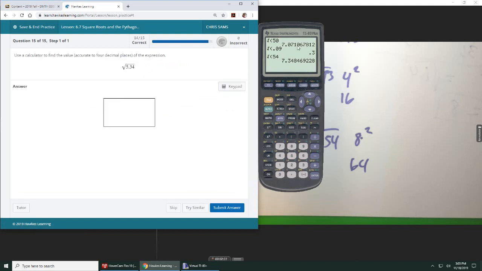And then the last problem here, we want to use a calculator to evaluate to 4 decimal places this expression. So I'll just do the second square root of 5.34. And that would give us 2.3108. And it will not round up because the 4 is not big enough. So 2.3108.